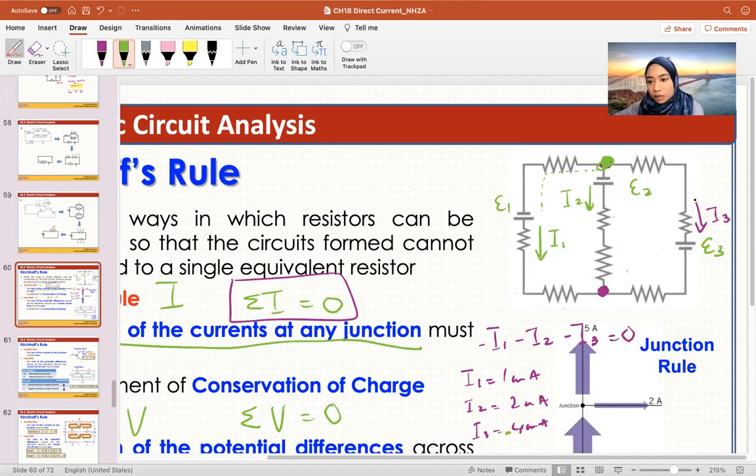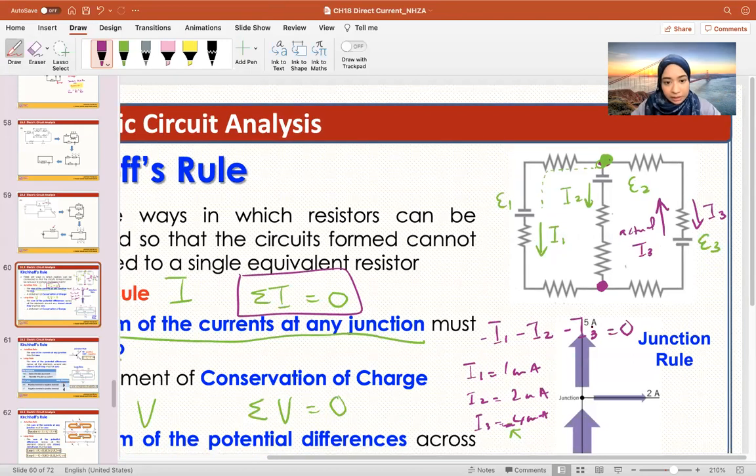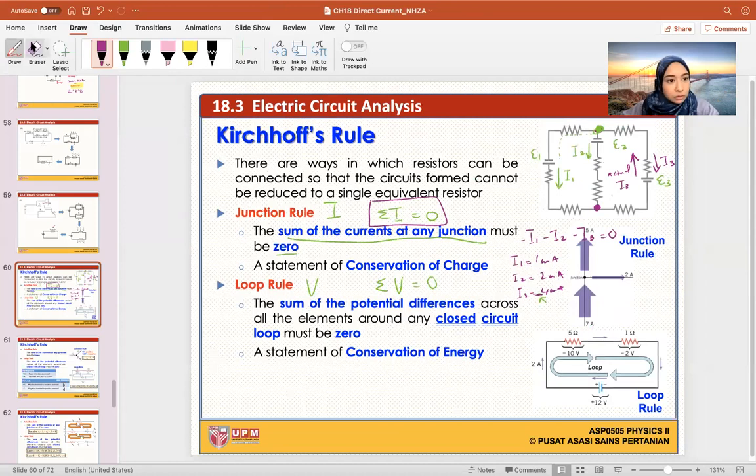It means that you labeled your I3 going down, but as you can see here, it's a negative, which means that the actual direction of the current is this way. Actual I3 is based on your answer. If you get a negative, it means whatever you labeled in your circuit is reversed. But you will still get the right answer. So it doesn't matter how you label the current, your answer tells you the correct direction of the current. If it's positive, then it will be the same as what you draw in the circuit. If it is negative, it's the opposite direction. Later we will do an example, so don't worry about that so much.